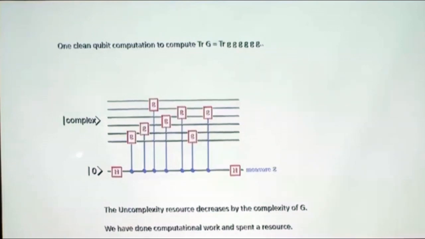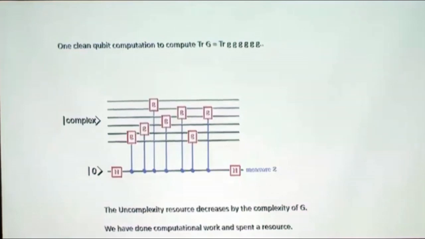You have a maximally complex state. It's usually stated in terms of a maximally mixed density matrix, but it doesn't matter. A maximally complex state, a single extra qubit. You hit the extra qubit with a Hadamard, and then you do a bunch of controlled operations where you apply the gates if the spin is down. You don't apply them if the spin is up. You apply a Hadamard at the end, and then you measure the Z component of the extra qubit here.